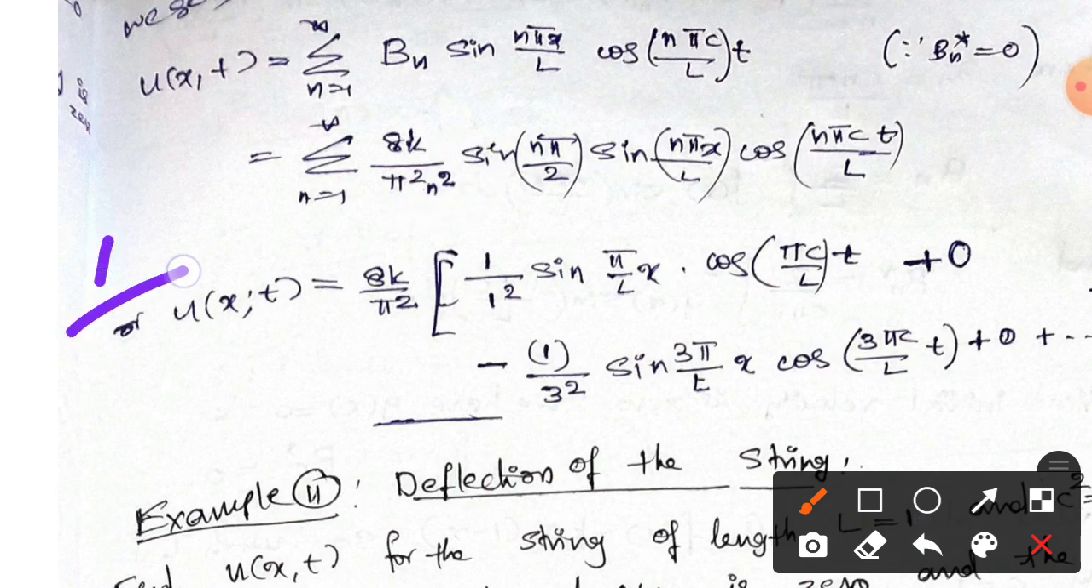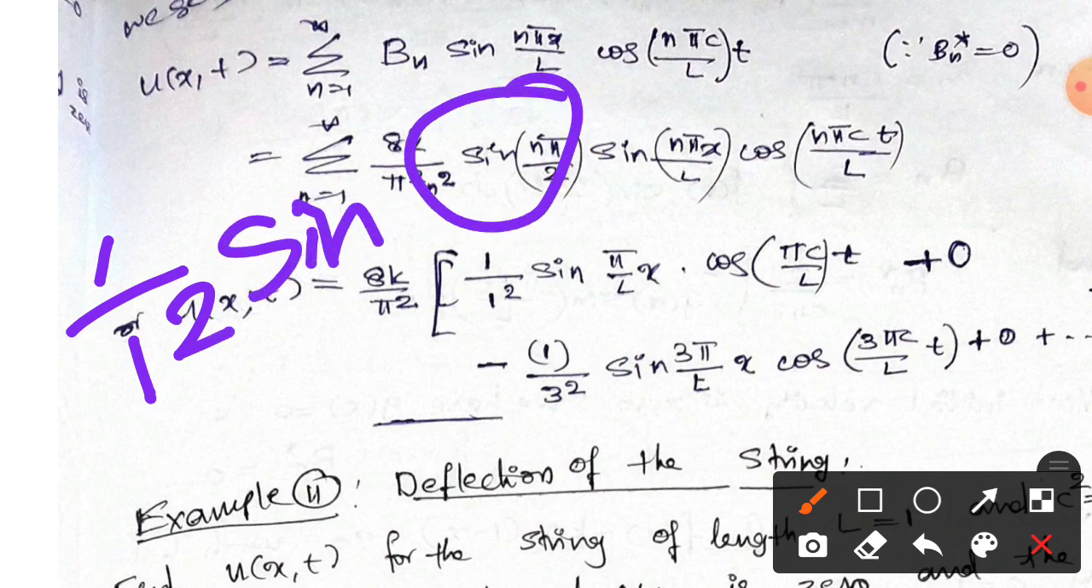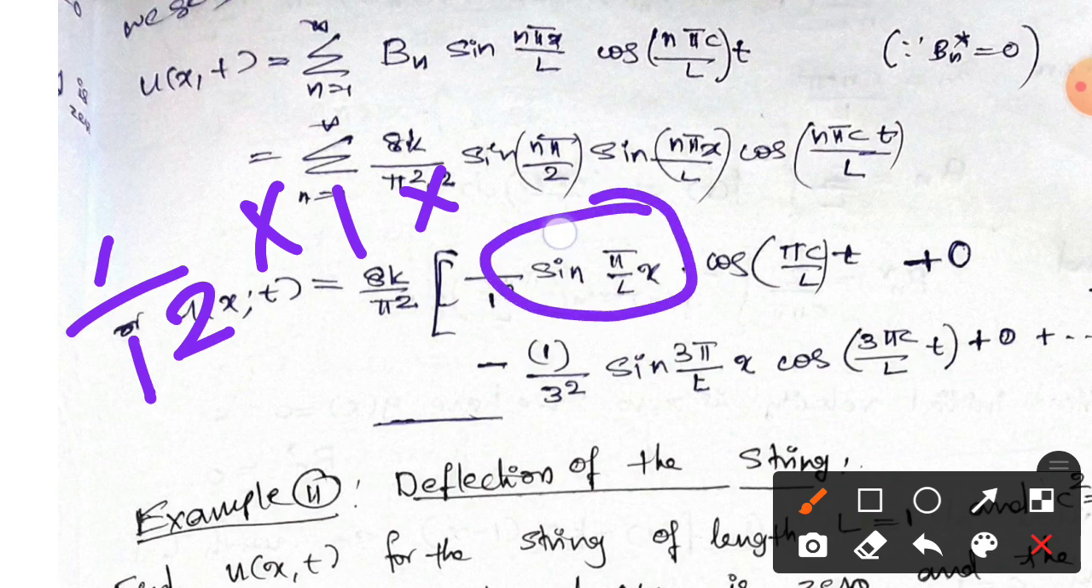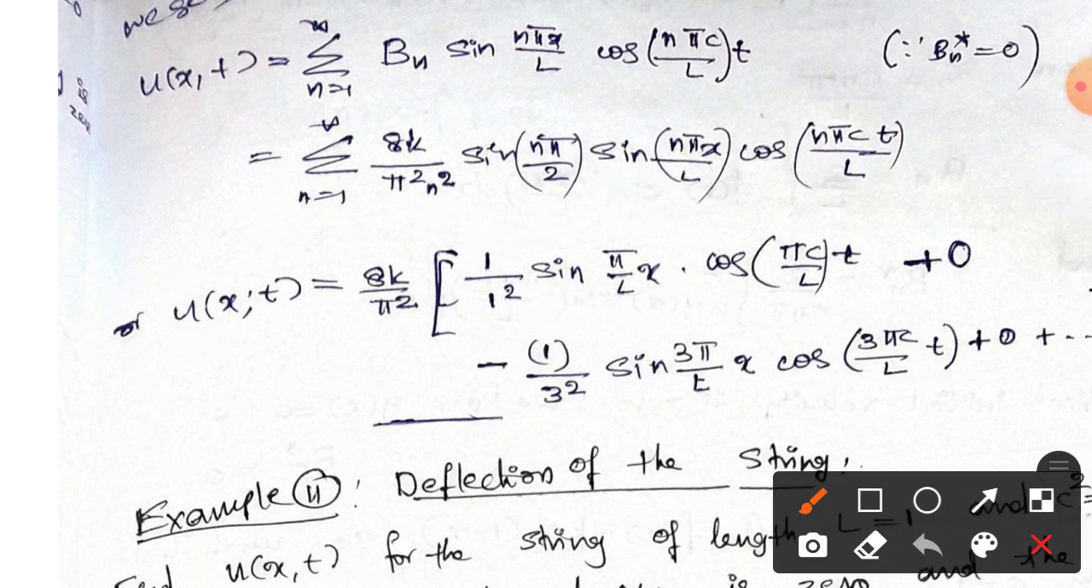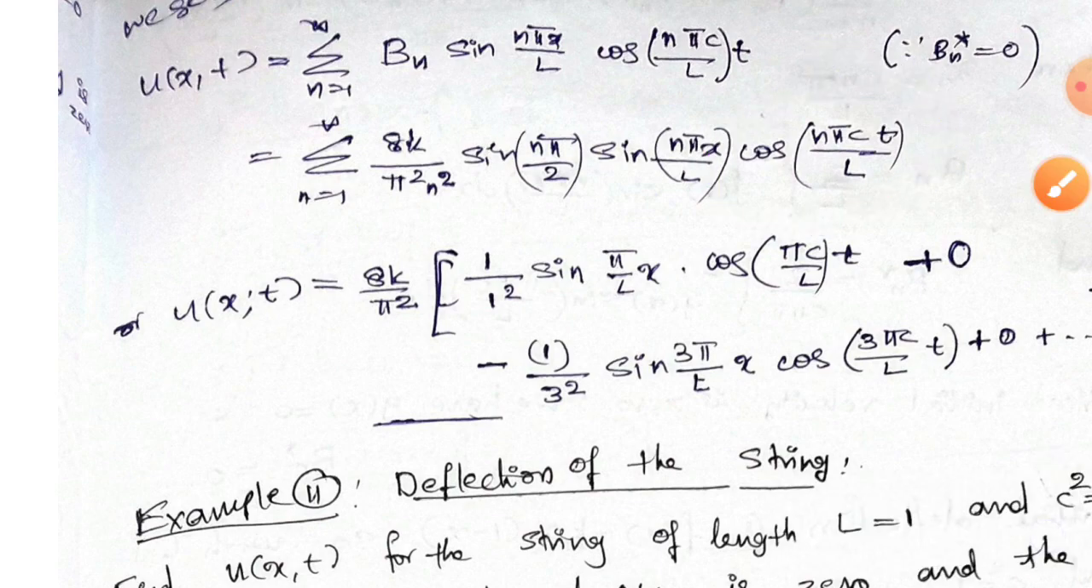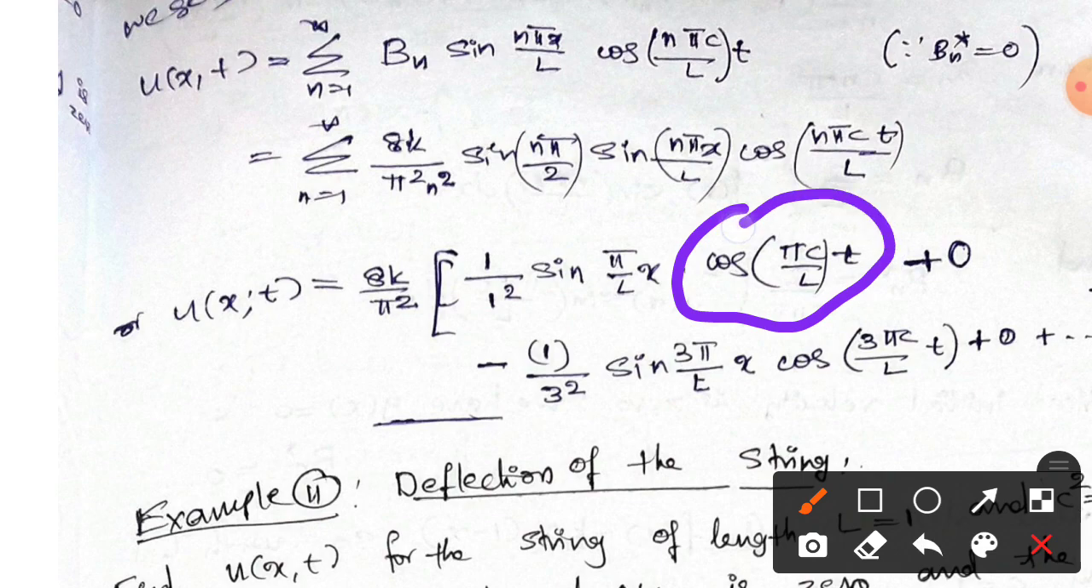What will we get? 1 by n square, 1 by 1 square, sin n pi by 2, n is 1, so sin pi by 2, sin pi by 2 is 1, into 1 into sin n pi x by L, n is 1, so sin pi x by L, into cos n pi ct by L, n is 1, so cos pi ct by L.